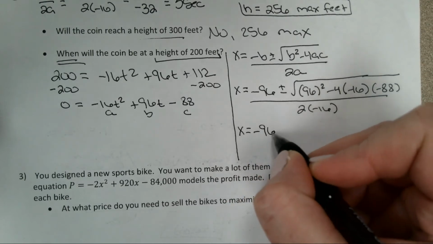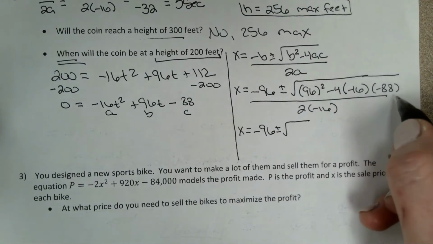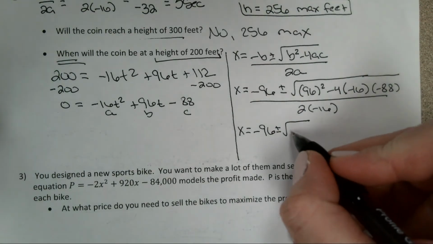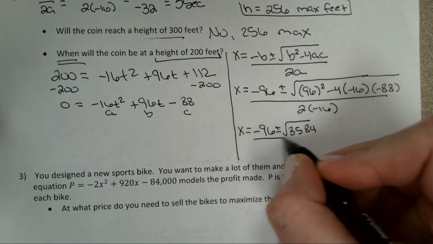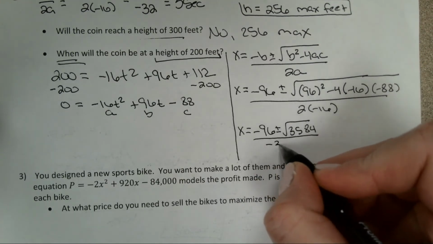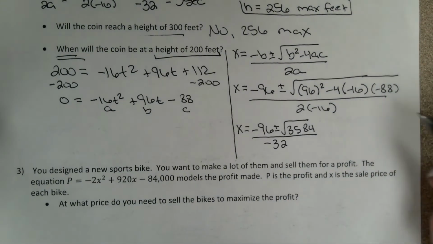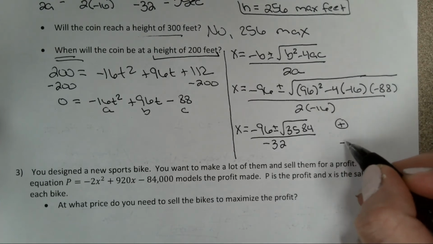So I get negative 96 plus or minus. I ran the string of numbers under the radical in my calculator, and I got 3,584 over negative 32. All right, so now I have to go use my calculator.